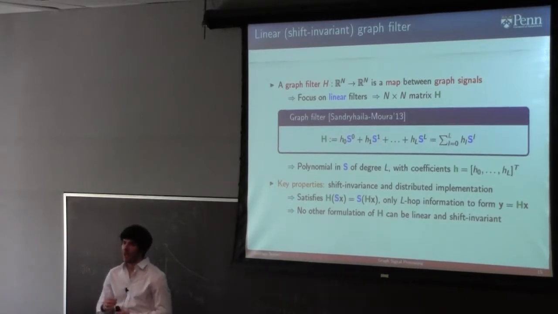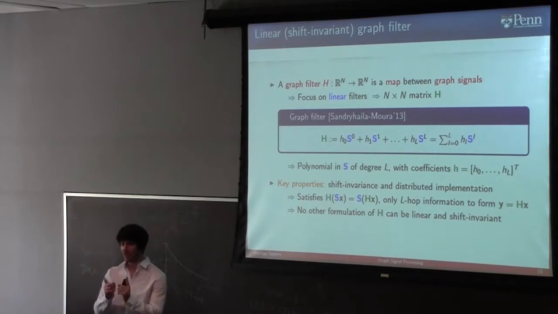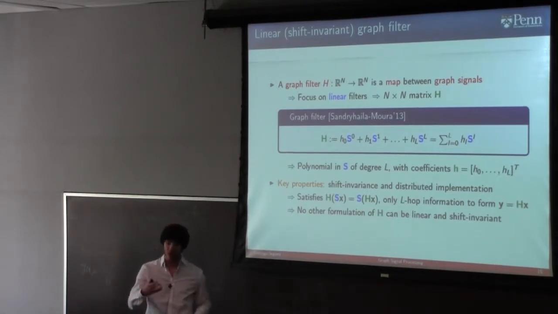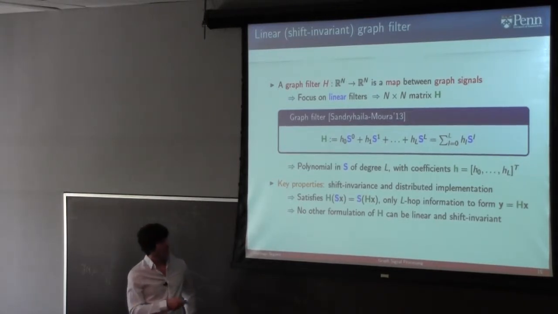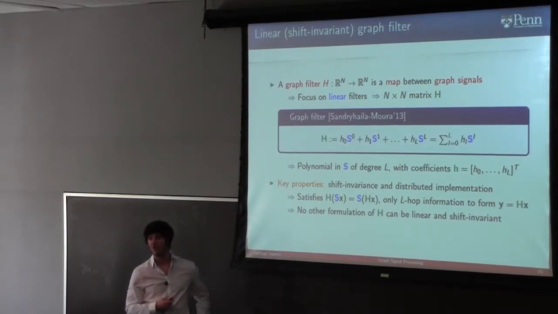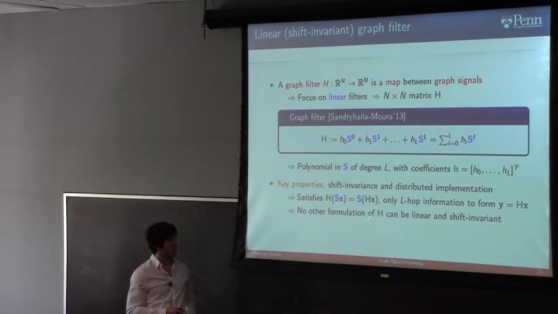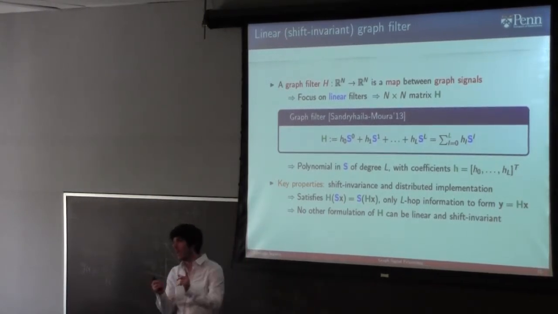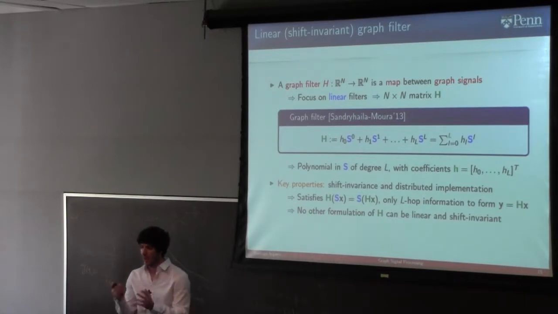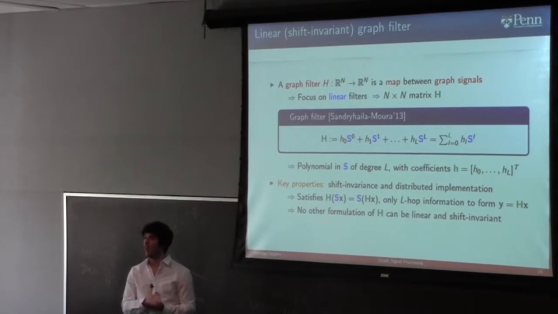Here, time invariance doesn't exist. What exists is shift invariance, because the time operator is analogous to our shift operator here. And something being shift invariant means that if you have a signal and you shift it and then you filter it, it should be the same as having a signal, filtering it, and then shifting it. So in terms of matrices, you need H and S to commute. And it can be shown that the only way for S and H to commute is for H to be a polynomial on S.